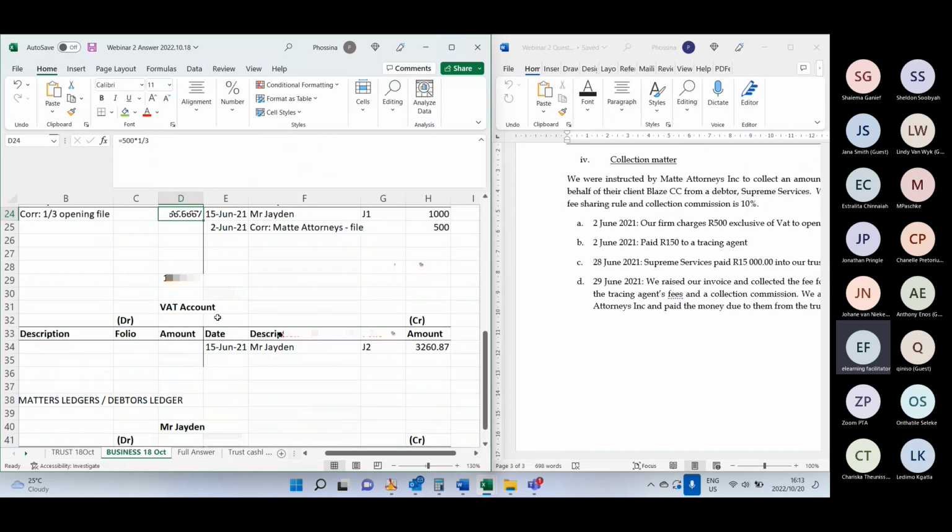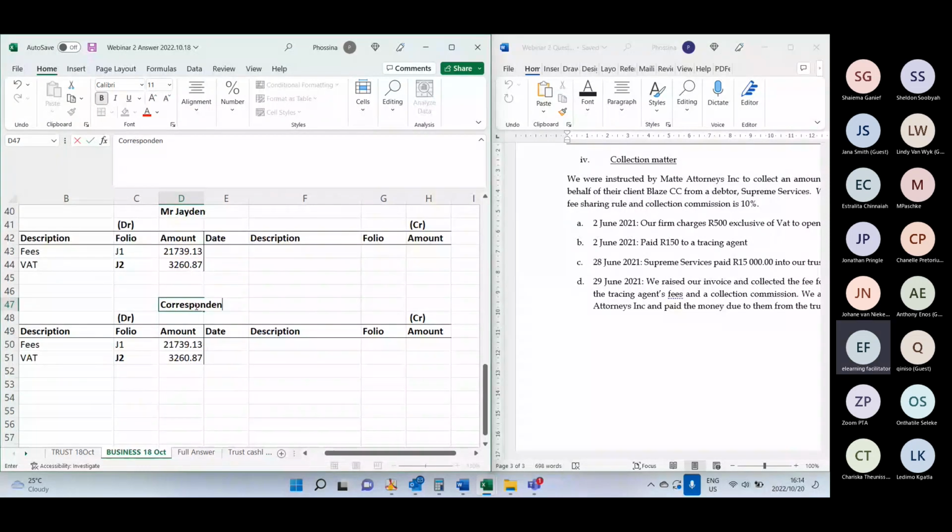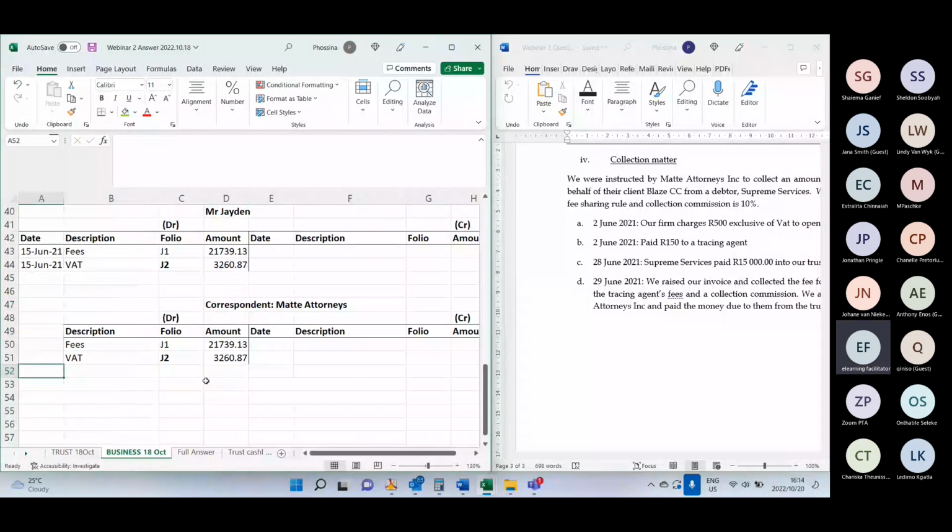So we are on our matters ledger, then we create a ledger for our correspondent. So this is now, and we delete that, which does not belong to the ledger.